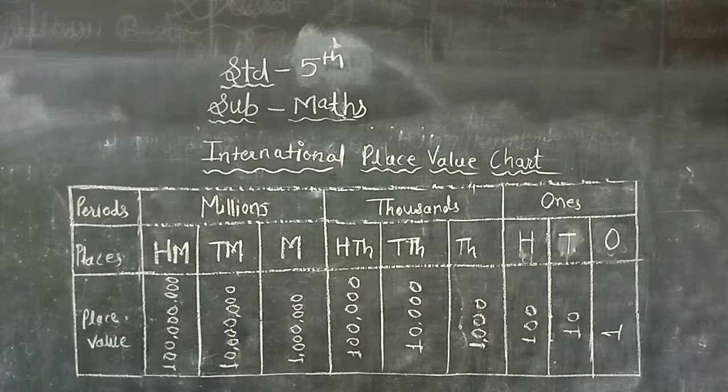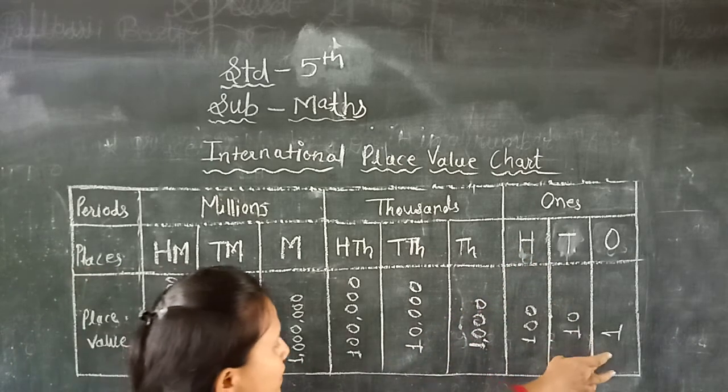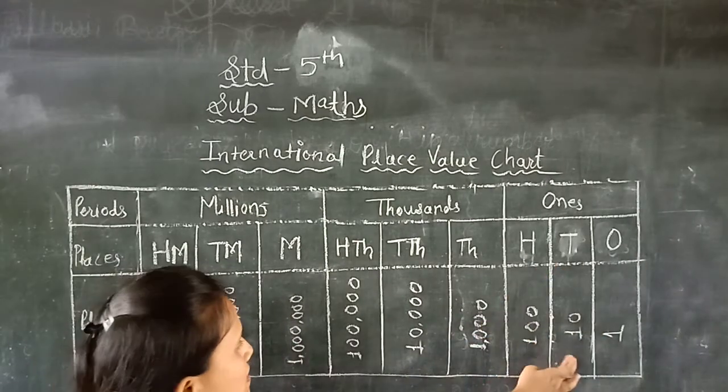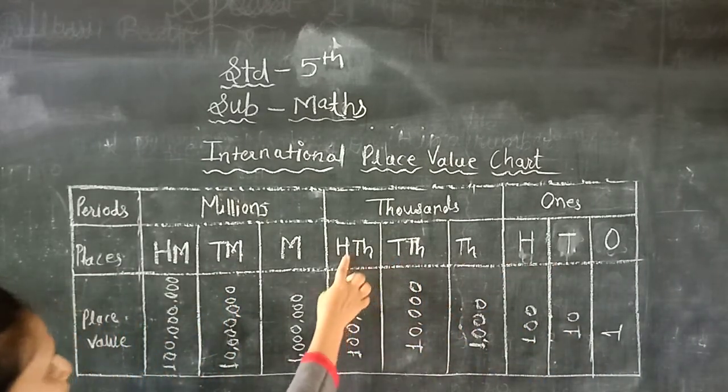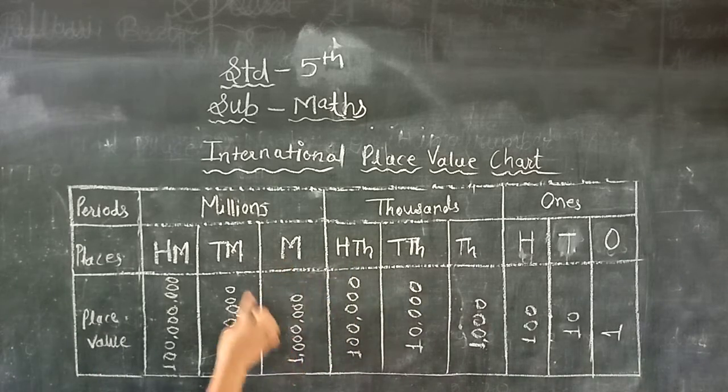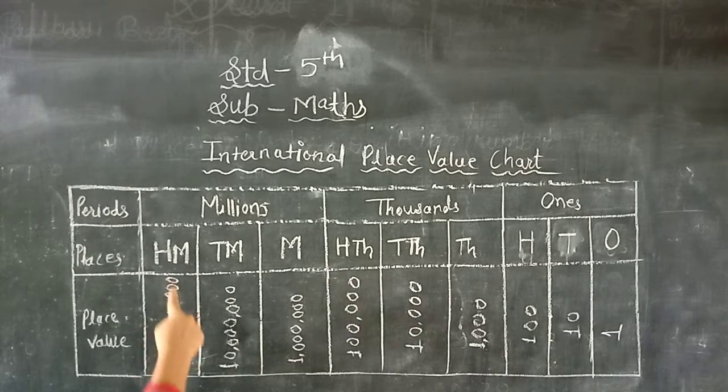In this international place value chart, it is different from the Indian. As you can see, I have written their place values also. The ones place value is this one, then tens, 10, hundreds, then thousand, then 10,000. Then the 100,000, million, 10 million, and the 100 million. You can see in the 100 million there are 9 digits.